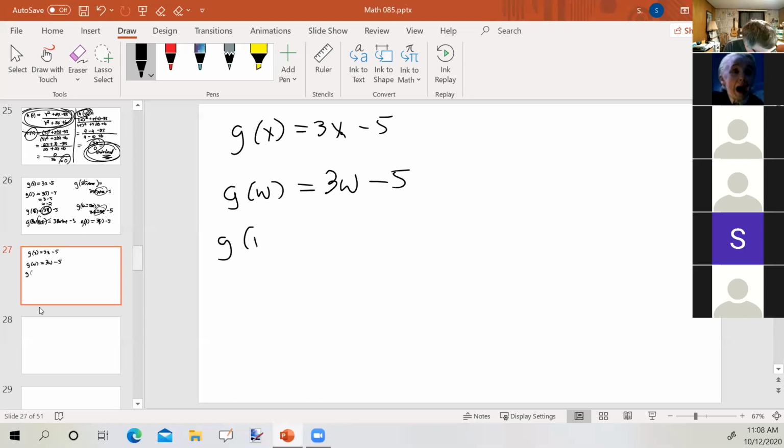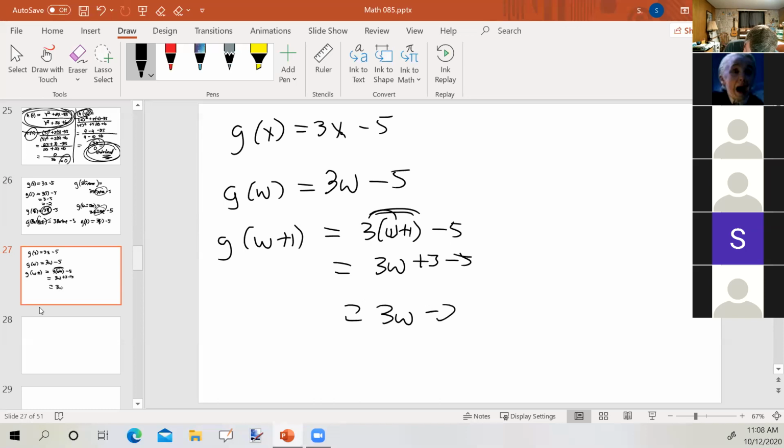What about g of w plus 1? What would that be? 3 times, oh, well, 3 in parentheses, w plus 1, and then minus 5. Yeah, so 3 times the quantity w plus 1. So that would be 3w minus 2, wouldn't it? Because w plus 1, that quantity is replacing x. Okay?